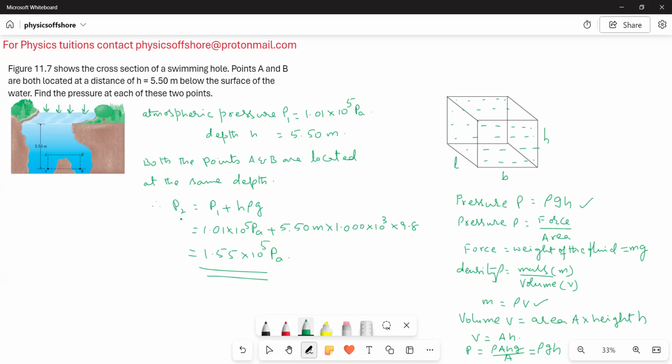So P2 is equal to P1 plus h rho g, where P1 is the atmospheric pressure that we know, that is almost 1 atmosphere, or 1.01 times 10 to the power of 5 pascals. So P1 plus this pressure. Adding both, we will get the answer as 1.55 times 10 to the power of 5 pascals. This is the answer for this question.